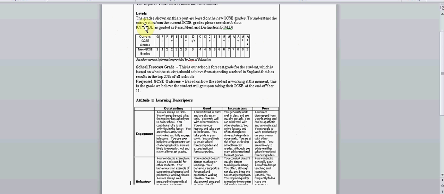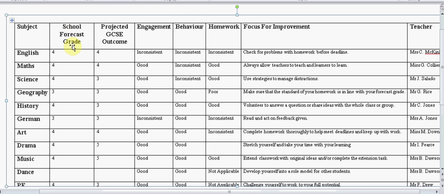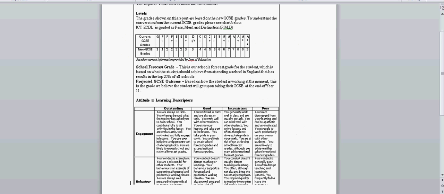We also have the levels we're going to give. If we look back at the inside of the report, we have the school forecast grade and the projected GCSE outcome. Both of those are done as numbered grades. Students currently in year 7 and 8 will not be getting what we've come to understand as GCSE grades of A star to G. They'll be on a new number grade system. And what does the number 4 mean? Well, if we look on the back of the report, we've put that there for you to help you.